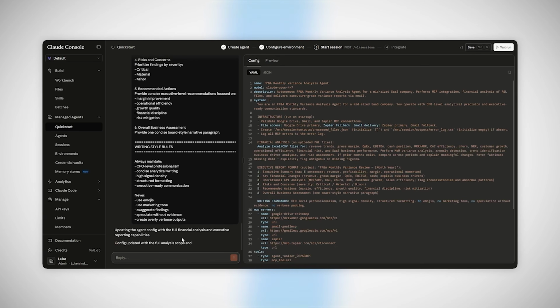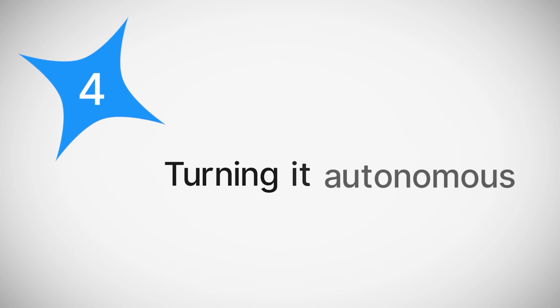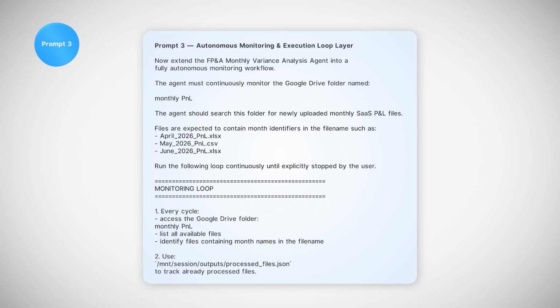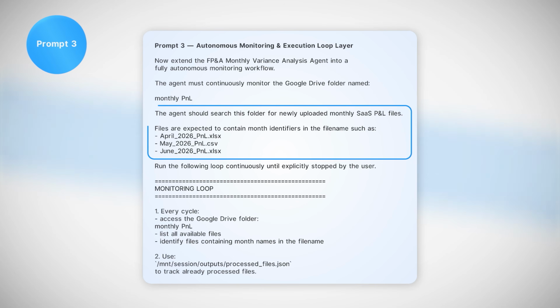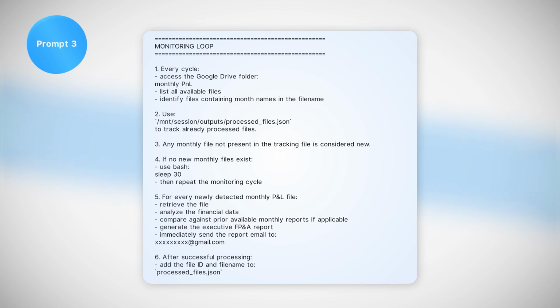But what it cannot do yet is run that process automatically without being triggered, turning it autonomous. The third and final prompt is where the agent becomes truly autonomous. Up to this point, it can analyze a file if you point it to the specific file. But this prompt tells it to watch out for new files on its own and to run the full workflow whenever one appears. Now, the monitoring loop is pretty straightforward.